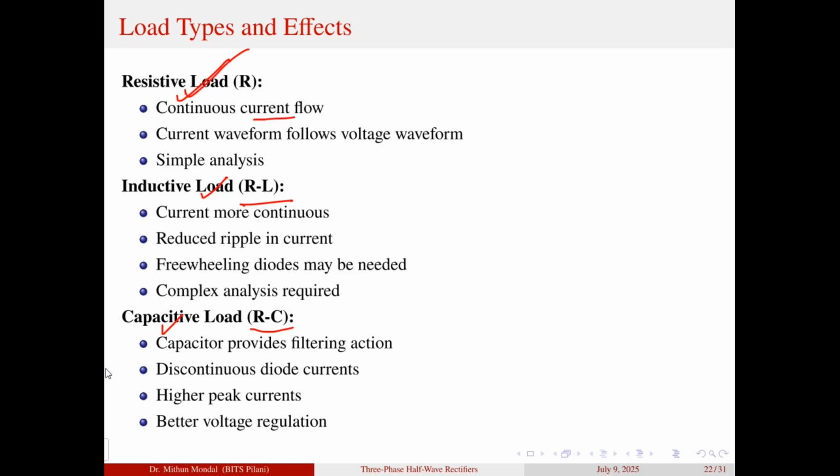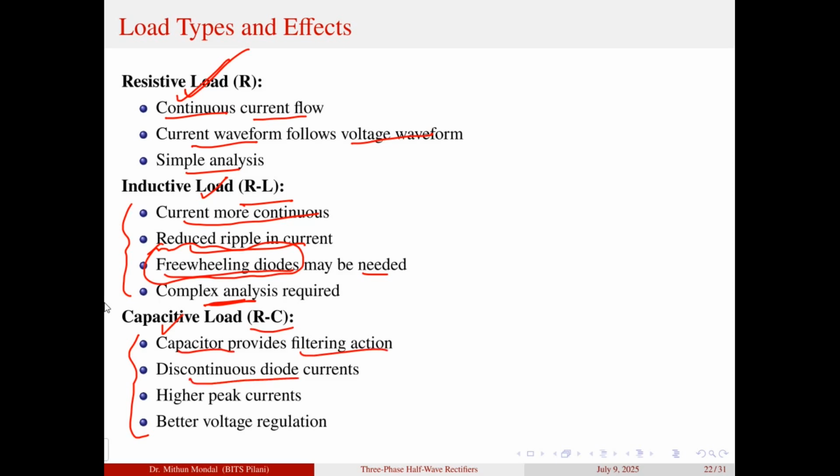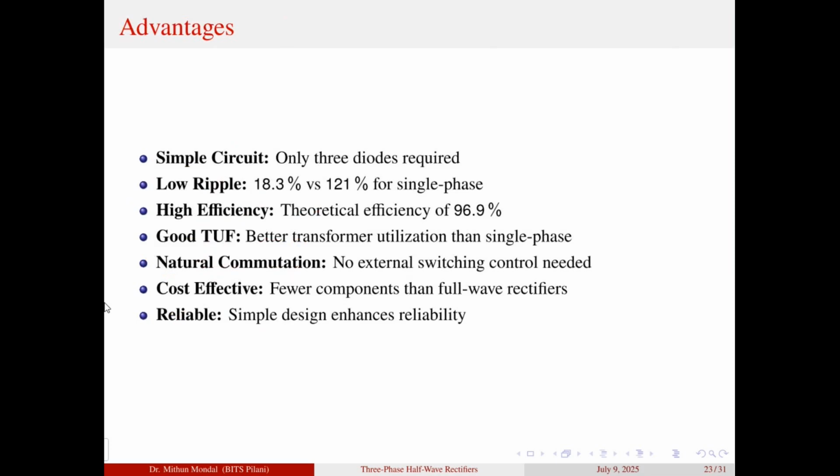When you have the resistive load, the current will be continuous and the current waveform will follow the voltage waveform, and it is very simple in doing the analysis. But when the load is inductive or capacitive, the current will be more continuous in nature in case of inductive load, and there will be reduced ripple in the current. We will need the freewheeling diode. This we have discussed in detail, why the freewheeling diode is required, in the previous lectures. These analyses are a little bit complex. In the capacitive load, the capacitor provides the filtering action, and we have discontinuous diode current. So we have a higher peak current, and the regulation is better in case of RC load combination.